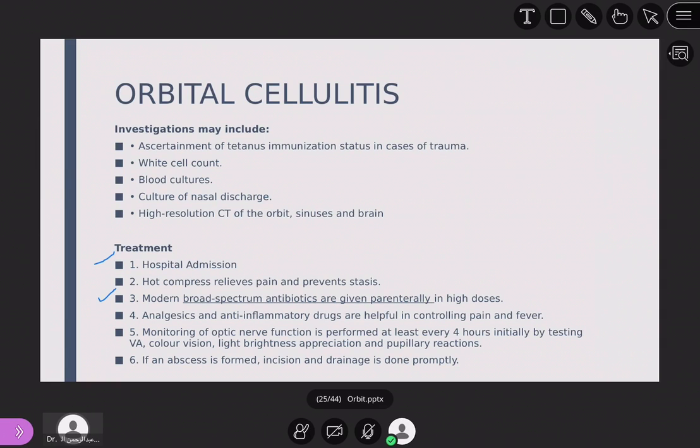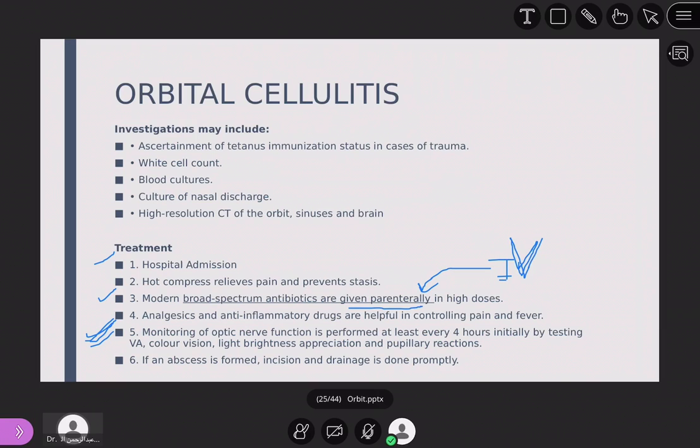Broad spectrum antibiotics, these are parenteral, which is IV antibiotic. Analgesics and anti-inflammatory drugs are helpful in controlling pain and fever. Monitoring the optic nerve, this is very important. Number 5 is very important. Monitoring the optic nerve, because the eye is the important thing here. Monitoring the optic nerve function.